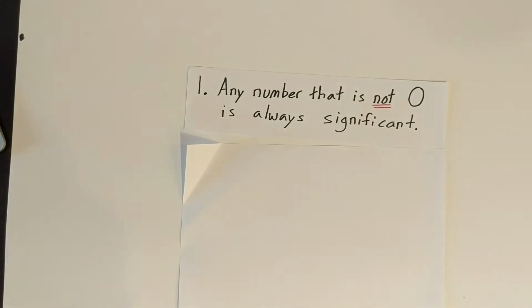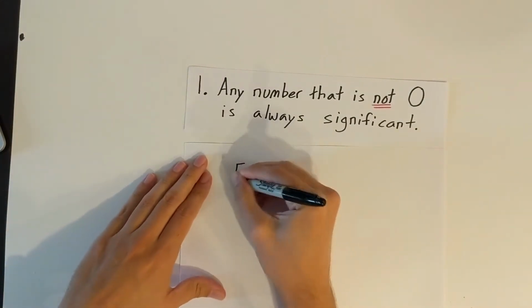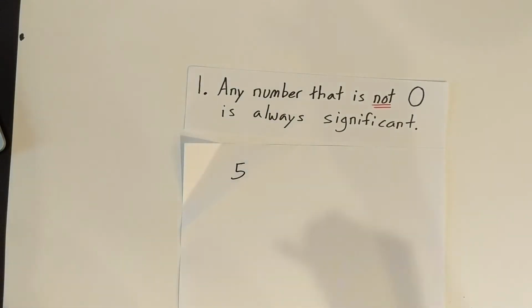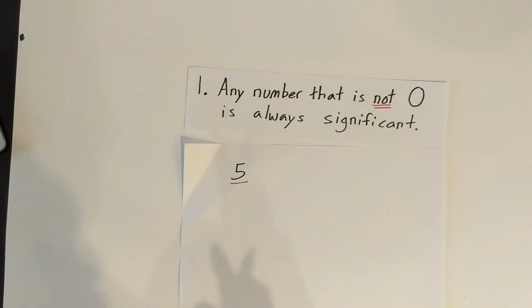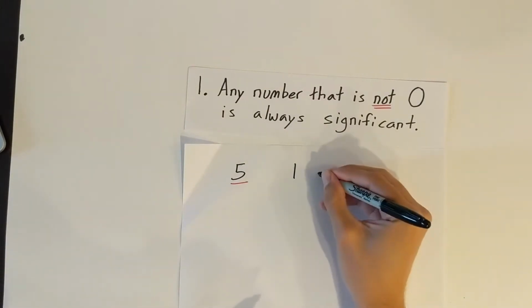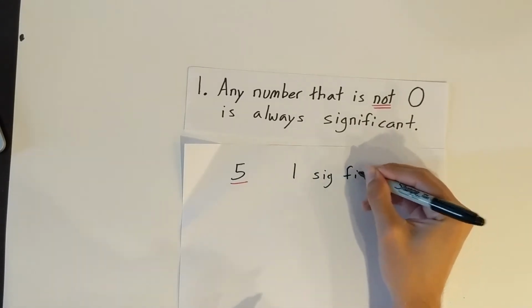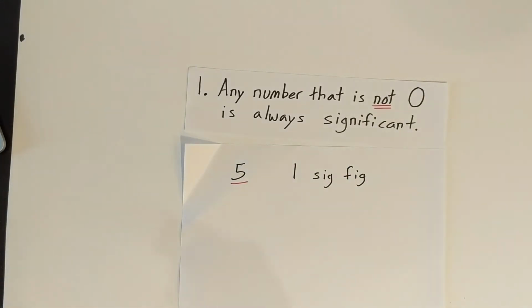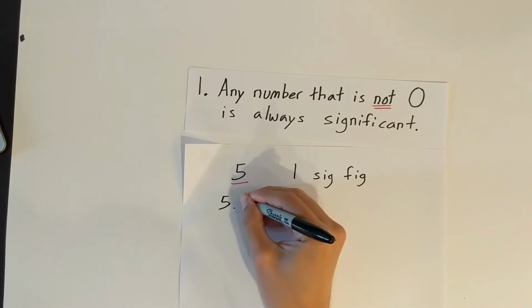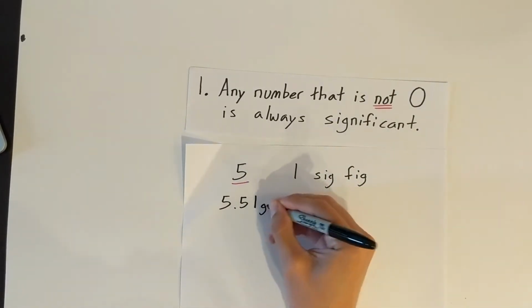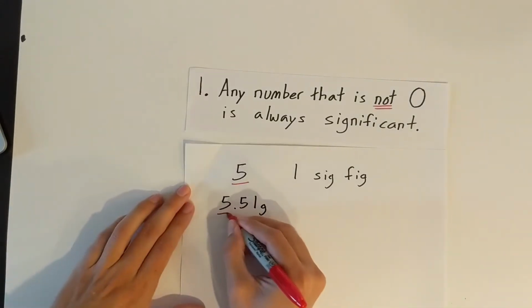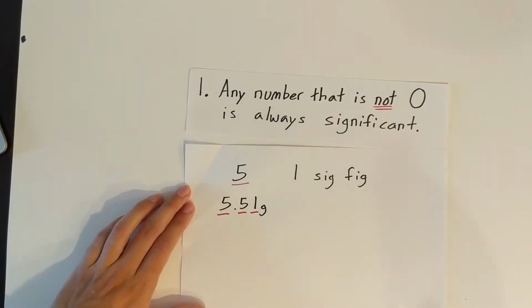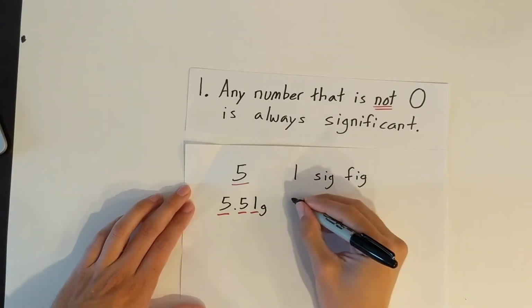So if I have some numbers, let's do an example. If you have 5, you can count how many digits there are that are not 0, and that would be 1. So you have 1 significant figure. Like on the mechanical scale, we did the measurement and it was 5.51, I believe, grams. And so if we wanted to count our significant figures here, not a 0, that's not a 0, and that is not a 0.